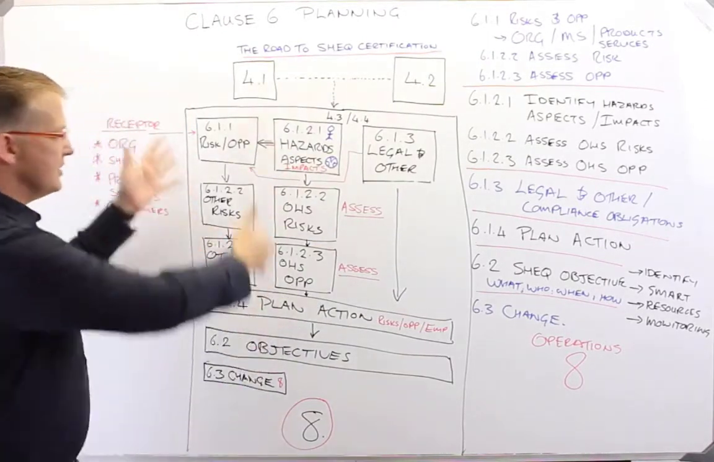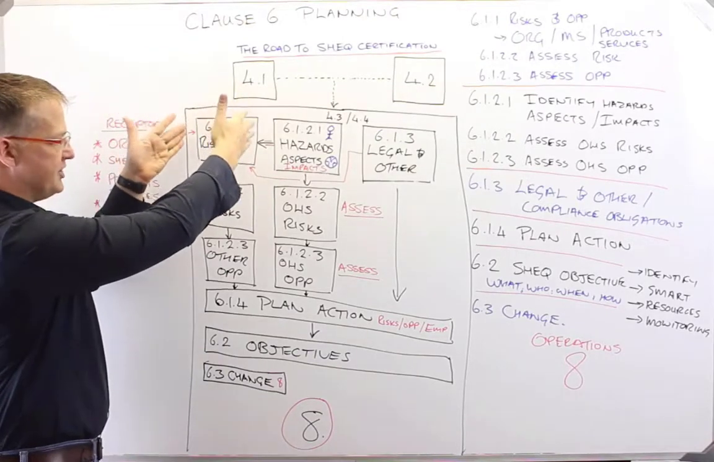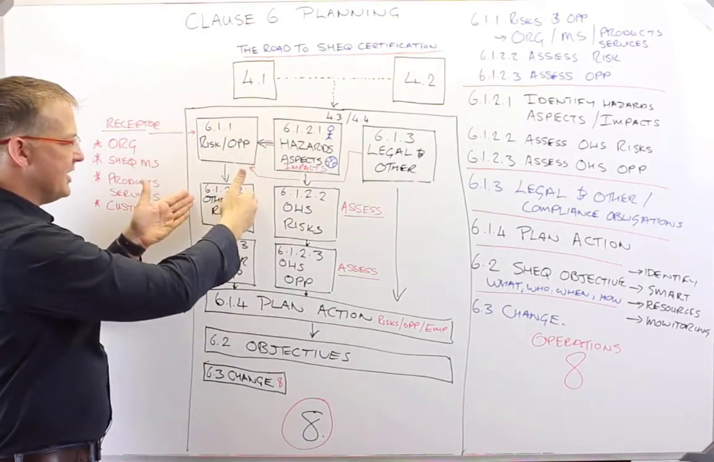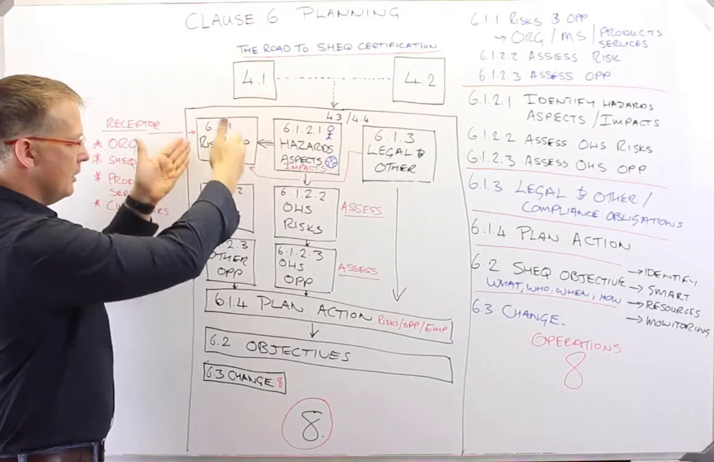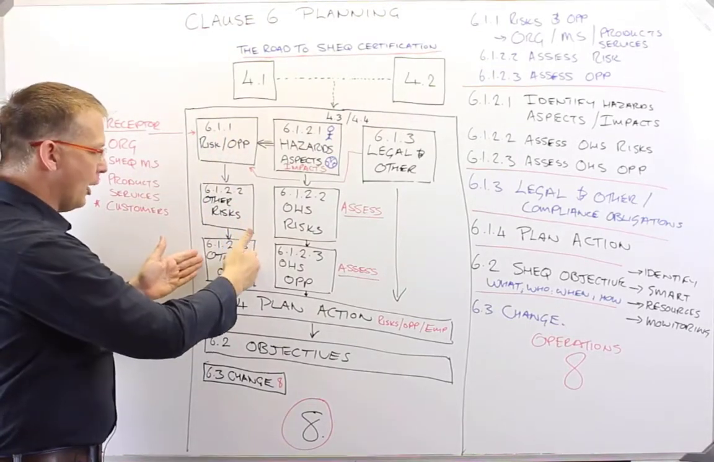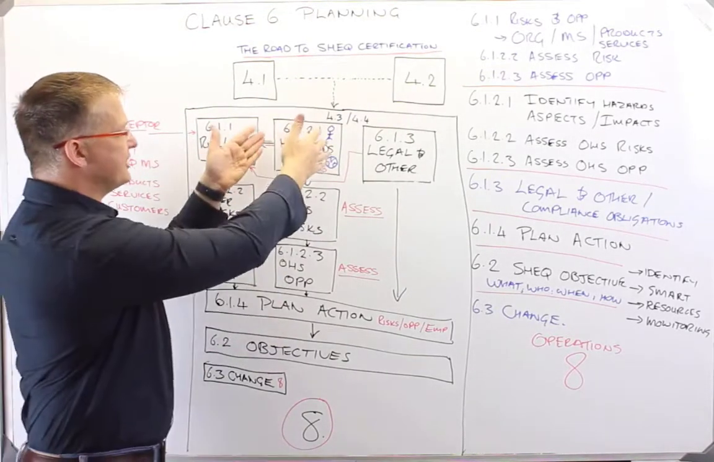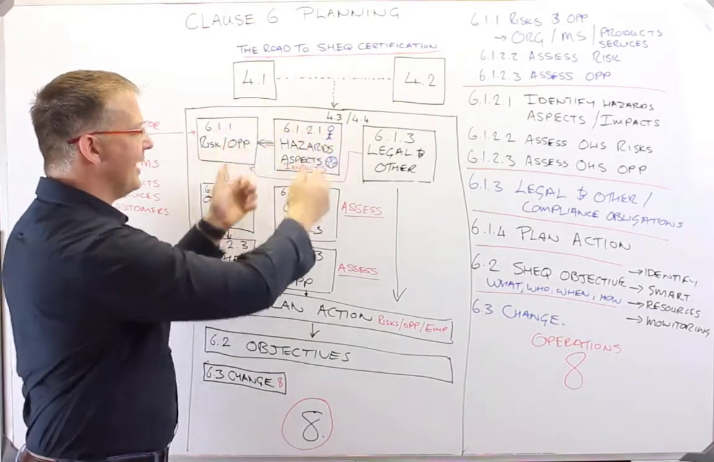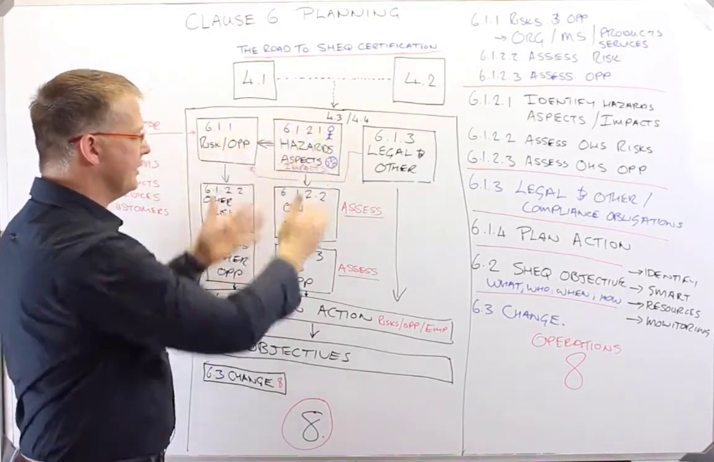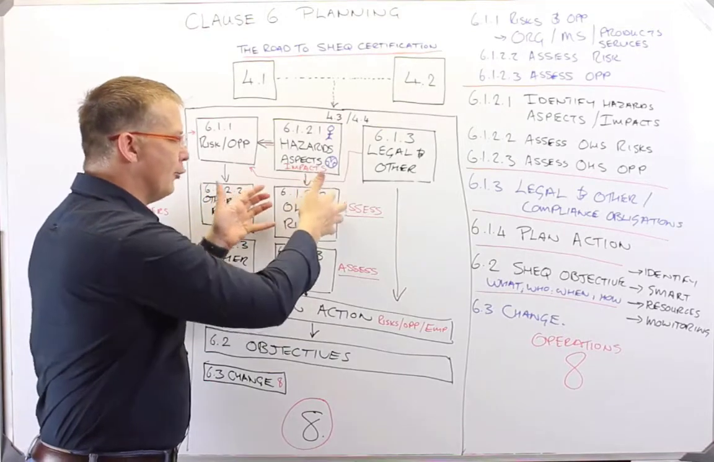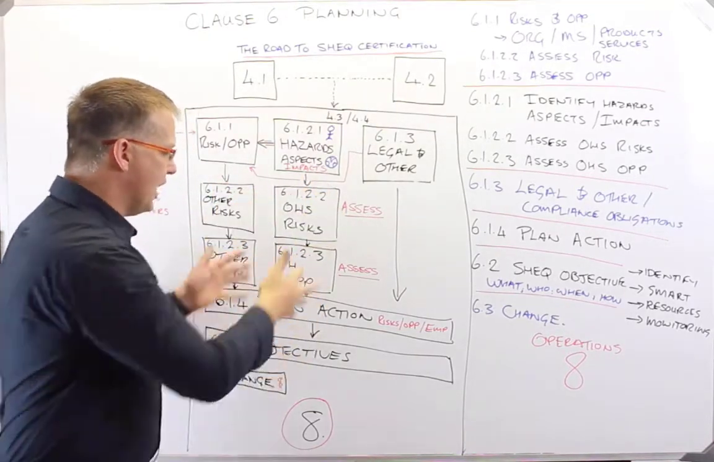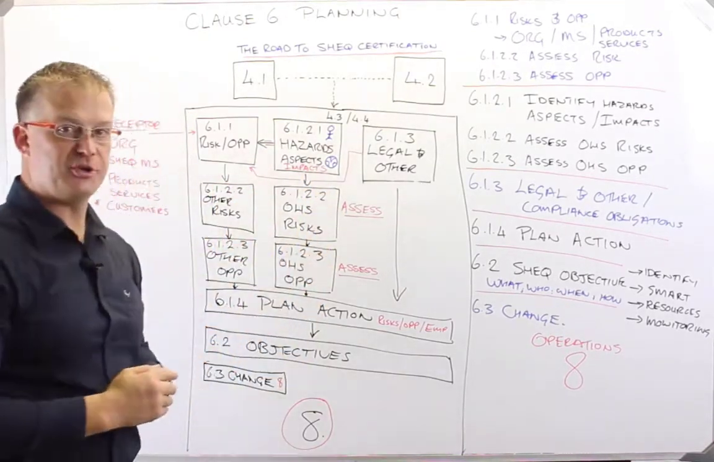human being. So 6.1.1, strategic risk and opportunities, we assess other risks, we then assess other opportunities. With 6.1.2.1, we identify hazards and aspects and impacts. We then also assess the risks and determine the controls, and we also assess OSH opportunities.